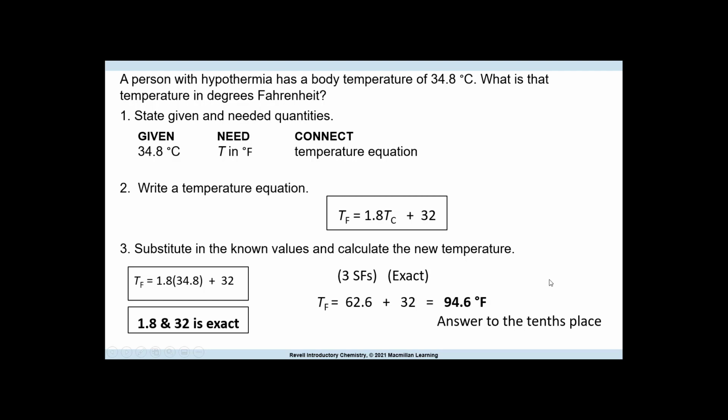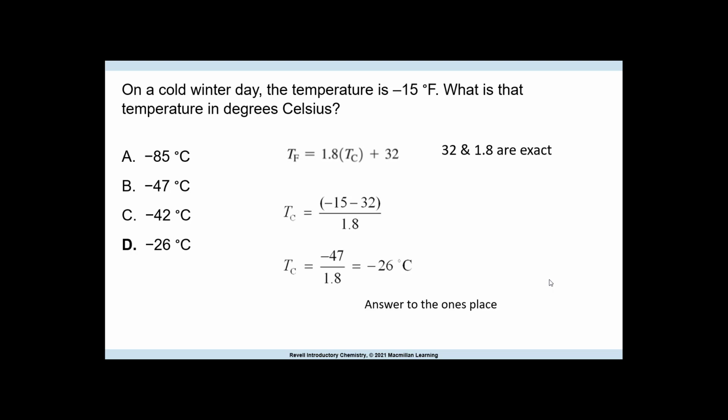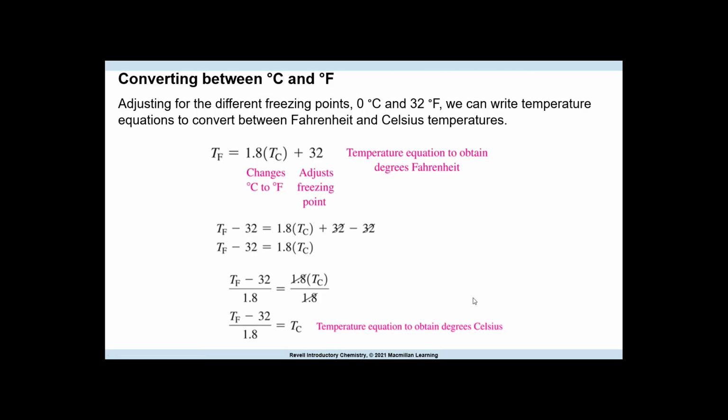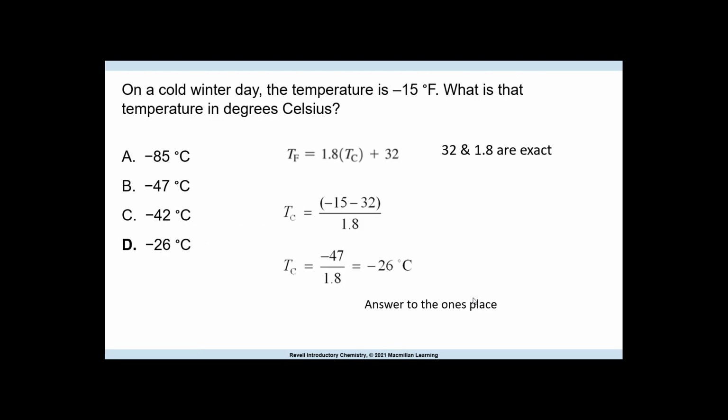That works. On a cold winter day, the temperature is negative 15 degrees Fahrenheit. What is the temperature in degrees Celsius? So let's take a look. So we're going to use this equation. Remember, 32 and 1.8 are exact. Finally, I did the right R there. Now we're going to plug this in because we've isolated. On the previous slide, I showed you how to isolate and move this around to solve for Celsius. And then we're going to use that equation.